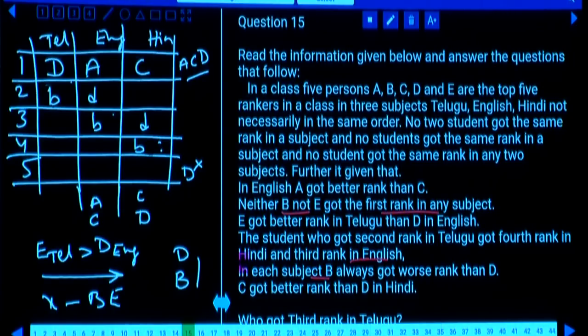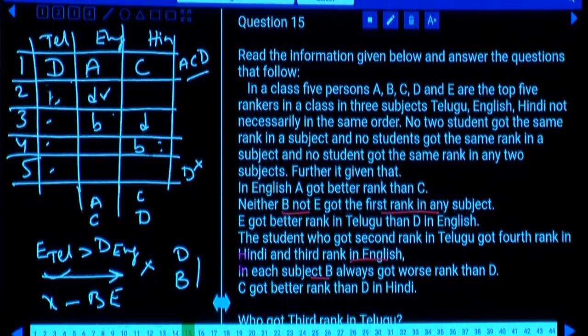Then what is the relation here? E in Telugu. What is E in Telugu? E can get either 3, 4 or 5. As E can get 3, 4 or 5, but here D is getting second rank, the condition itself is invalid because E should get better rank than D in English. E gets 3, 4 or 5, whereas D is getting 2, which is completely invalid. Hence B cannot be at this place.